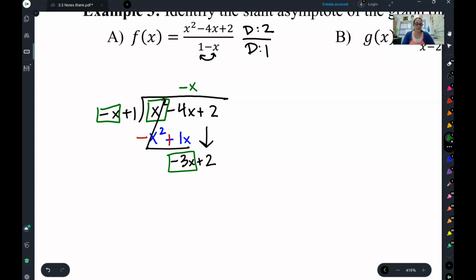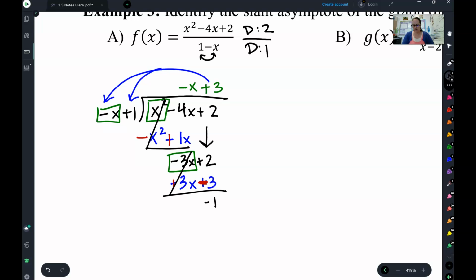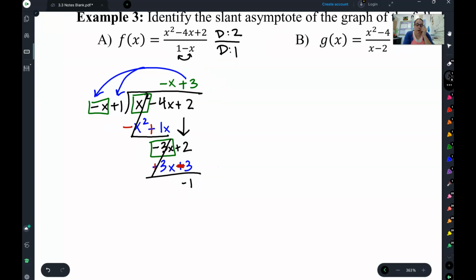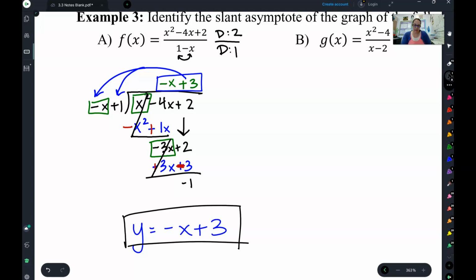Negative x times what is negative 3x? Well, that's going to be a positive 3. Distribute. 3 times negative x is negative 3x. 3 times 1 is 3. Change all the signs. Those cancel, and I get a remainder of negative 1. Now, remember, for the purpose of end behavior, I don't care what that remainder is. All I need to do is y equals, and then I use the quotient. So my quotient is negative x plus 3, and that is my end behavior equation.